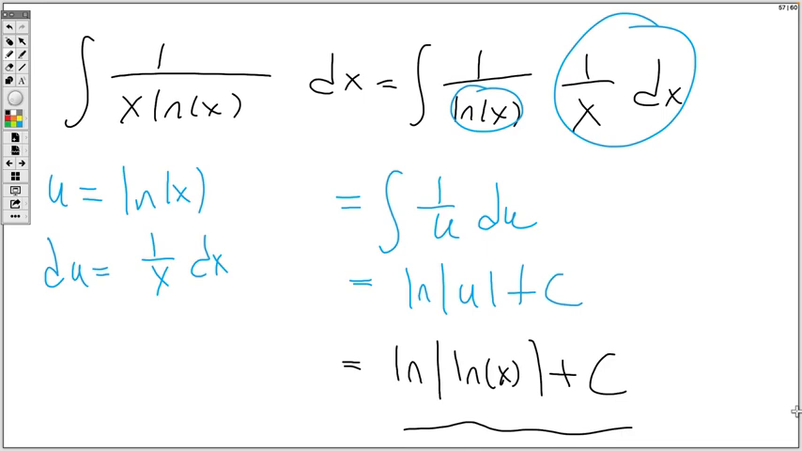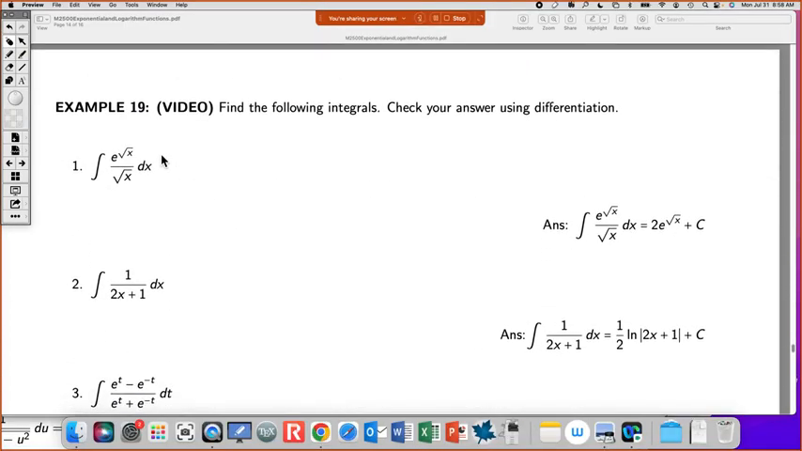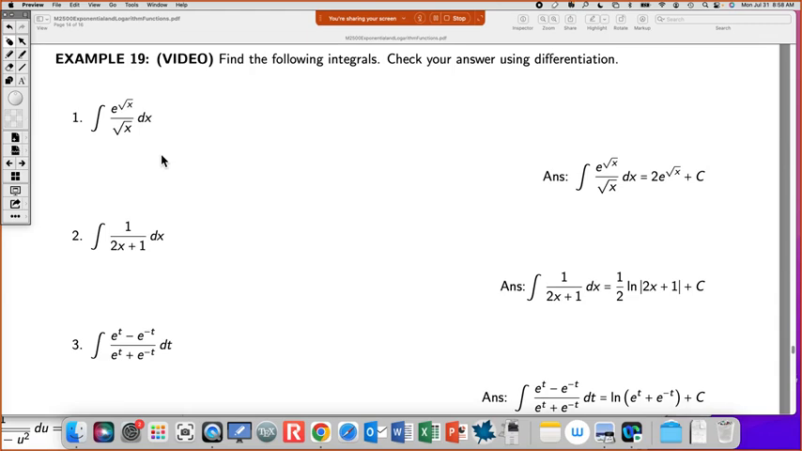And once again, the ultimate check to all of these integration formulas is to take your answer and take the derivative. Either look at it graphically on Desmos, but ideally you'd go through the analysis. Example 19, more practice using these integration formulas.